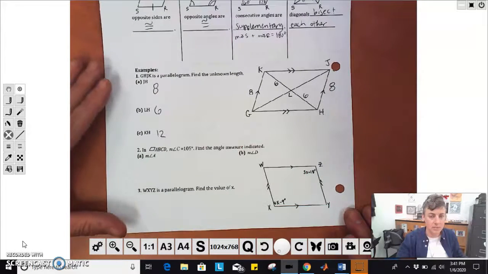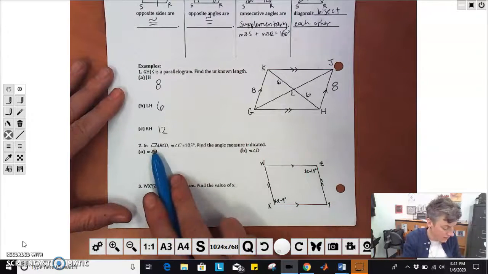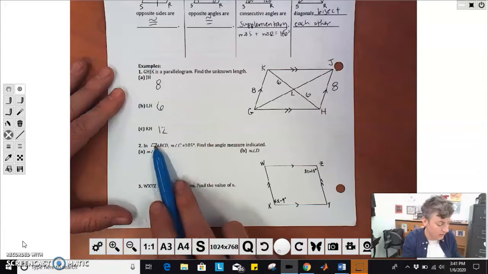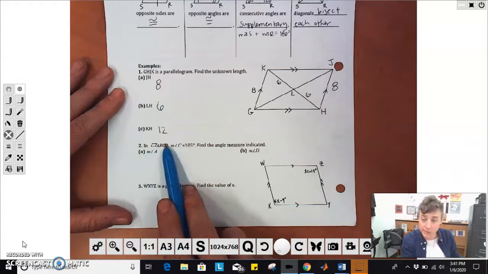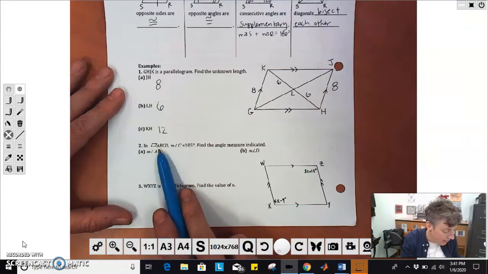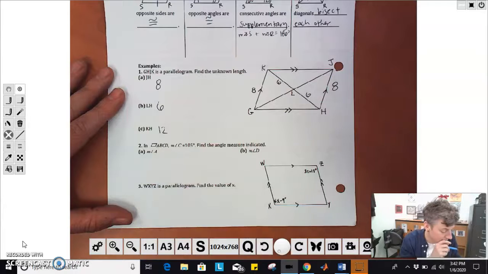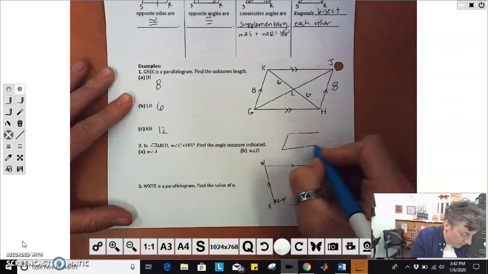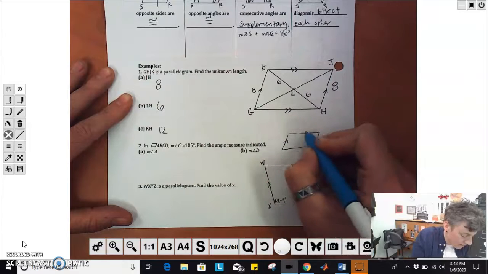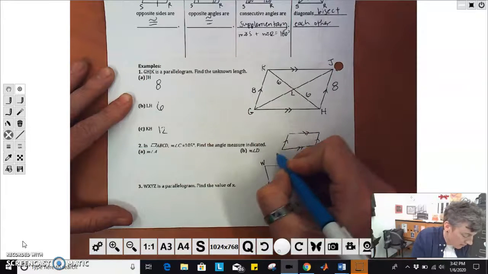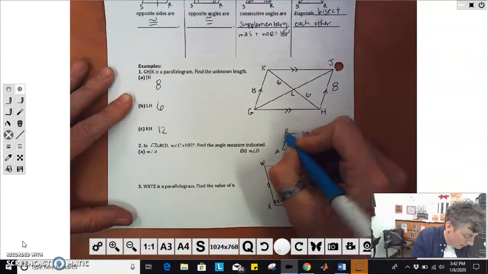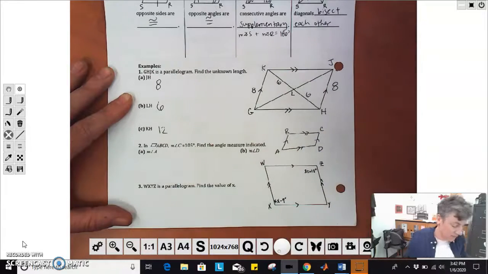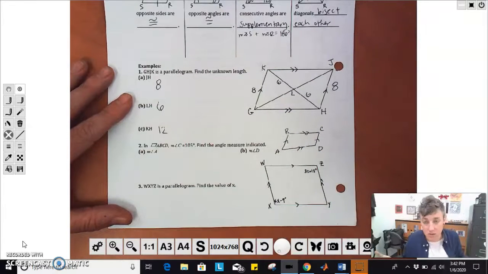All right, let's look at example number 2. In parallelogram ABCD, you see that right there? That's the symbol for parallelogram. In parallelogram ABCD, oh, we don't even have a picture for it. Oh my. I guess we'll draw one, shall we? Parallelogram. Opposite sides parallel to each other. A, B, C, D. All right, obviously not drawn to scale.